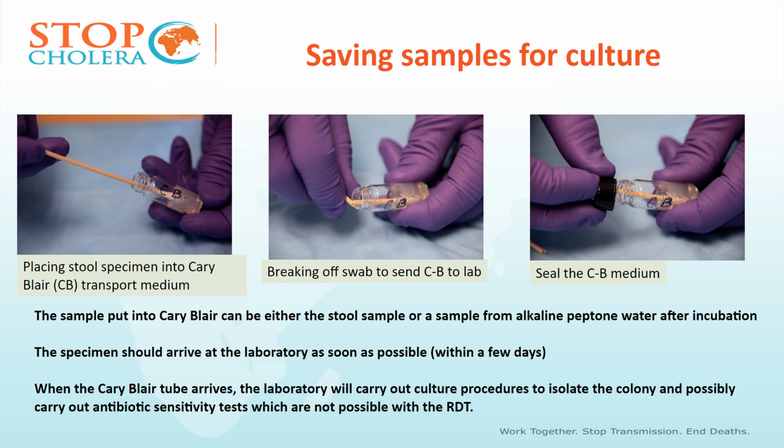Sending a sample for culture is already a routine procedure for most surveillance systems, so there is no need for detailed instructions. However, we show these photos to remind you of this method. Recall that the sample sent for culture is generally the stool sample or rectal swab, but one can also inoculate the APW after incubation into Cary-Blair to send for culture.